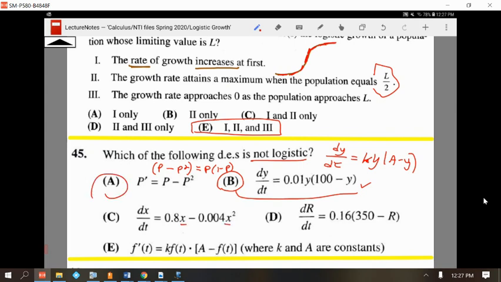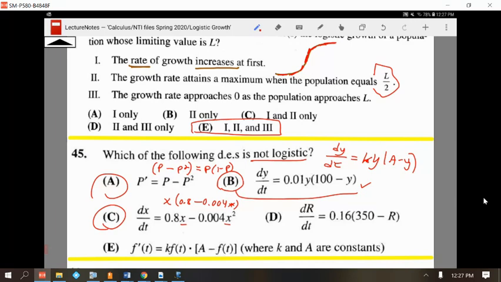The same thing can be said on C. There's an x and an x squared, so I can factor out the x. I could also factor out some common factor. What is the common factor between 0.8 and 0.004? I don't know. Something. But still, even if I don't factor out the number, it's 0.8x minus 0.004x squared, and I'd want to factor out 0.004. But still, that is also the form of a logistic equation.